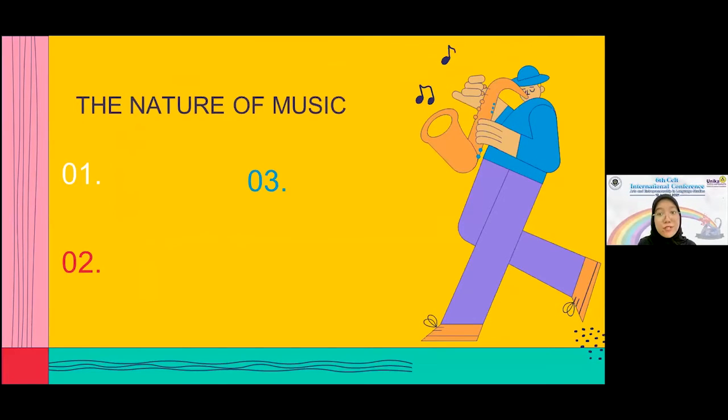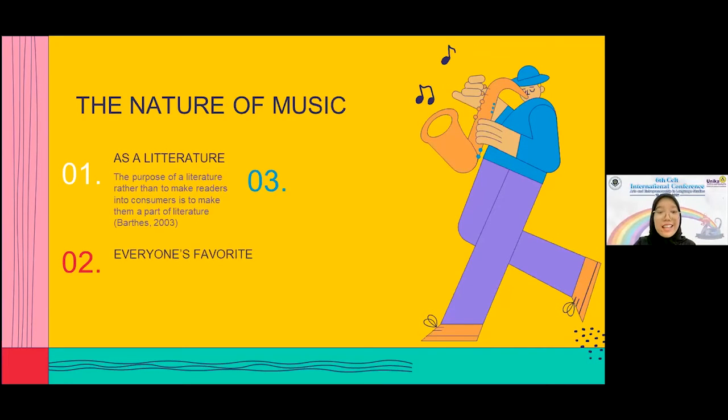Then I would like to present to you the nature of music, 3 benefits from the music. First one, as a literature. The purpose of a literature is, rather than making readers into consumers, to make them a part of literature. So we can be a part of music.